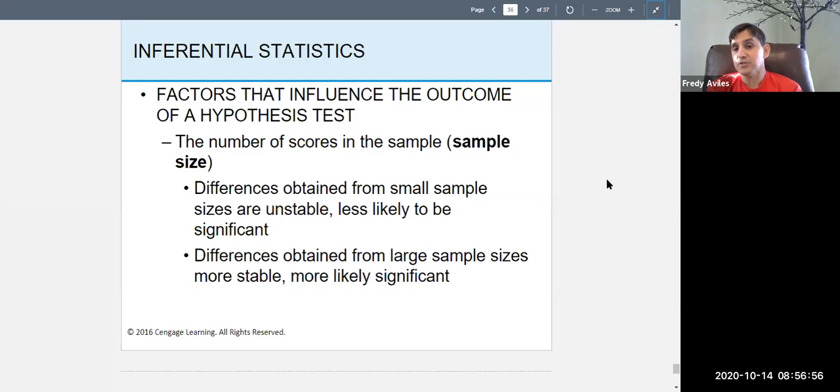Differences obtained from large samples, if you have more participants, those differences are more stable, right? In other words, you're more likely finding something that is really what's happening on average. And if there is a difference, and you find a difference, it's more likely to be significant. So what this says basically is that more participants is a good thing. The more participants you have, the more likely it is that if there is a real difference in the population, you're going to show it in your sample.